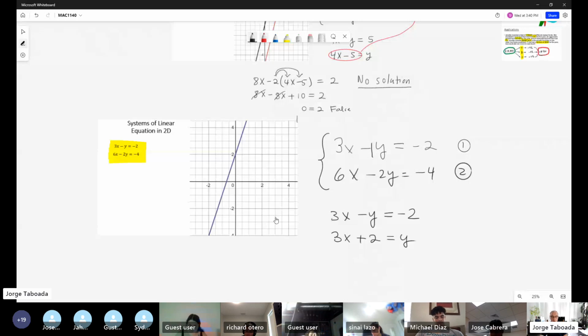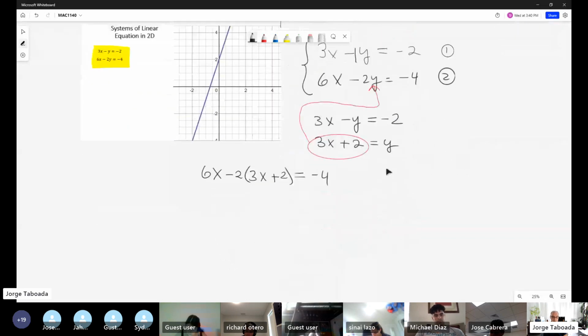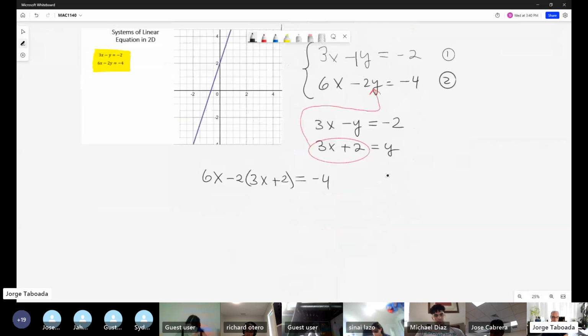Now, I take this expression and you replace this y in another equation. Okay, by the way, see, I use equation 1 at the beginning, and I replace in equation 2 here in the y place. Now we have 6x minus 2 parentheses. Don't forget the parentheses. 3x plus 2 is equal negative 4. Okay, this is easy. This is intermediate algebra. This is piece of cake for us.